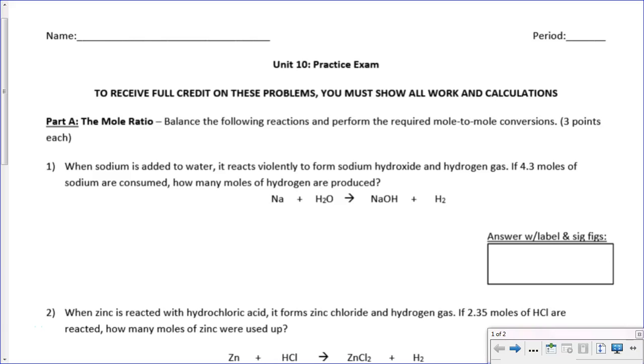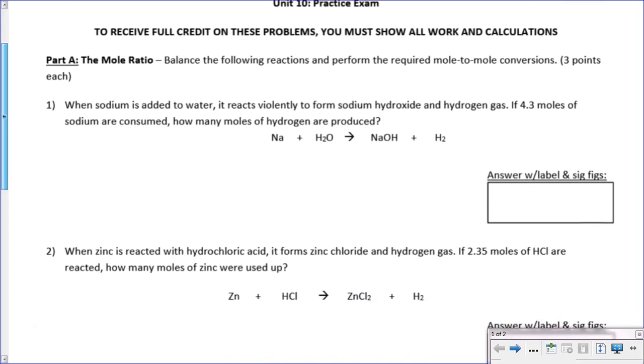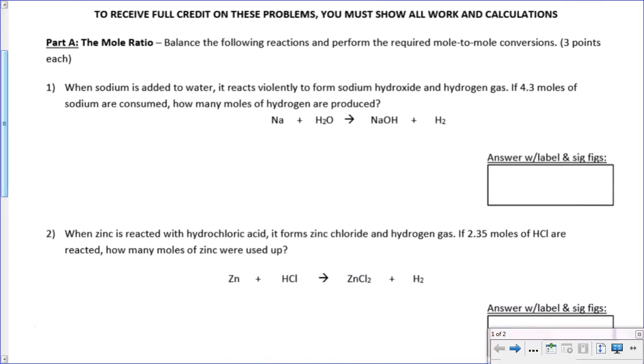Hello, I'll be talking about the practice exam for Unit 10, which is about stoichiometry. In this first section, I'm just doing some simple problems using mole ratios. That is the stuff that comes from the beginning of this unit, so hopefully it shouldn't be too hard.